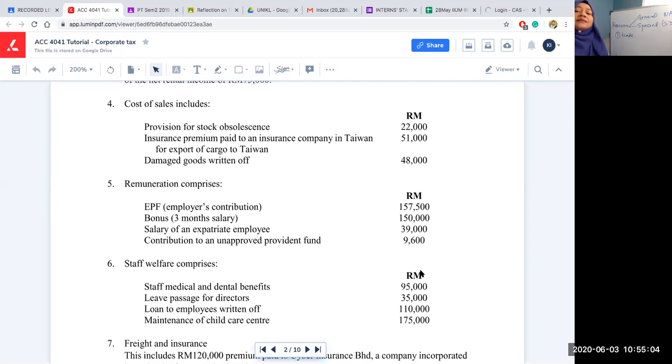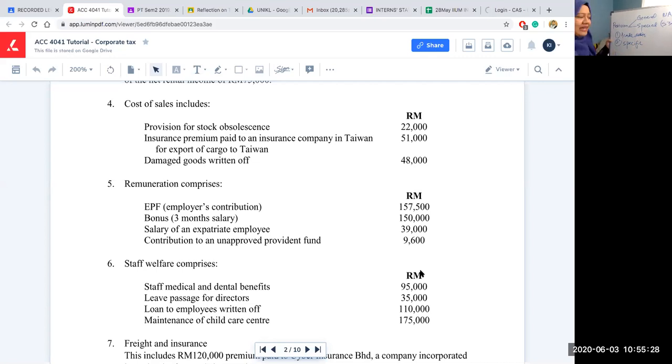So before it becomes bad, you provide first. Right? You provide for bad debts. Or you provide for debts. So that becomes the provision account. But section 34 says that if that provision account is related to your trade debts, right? And number two, it must be specific.